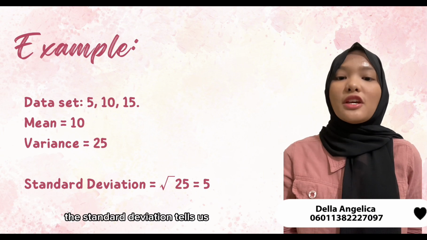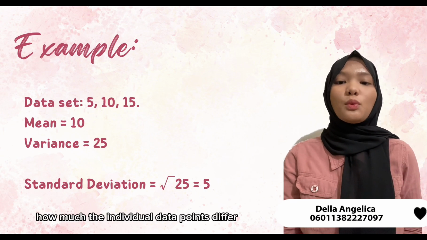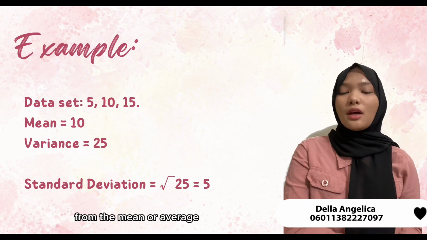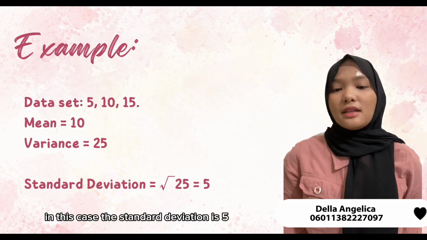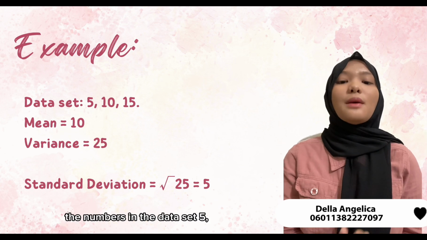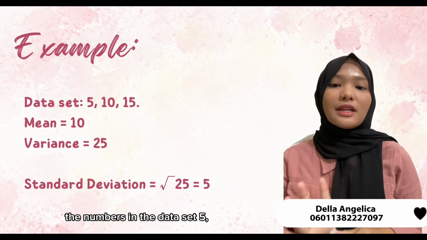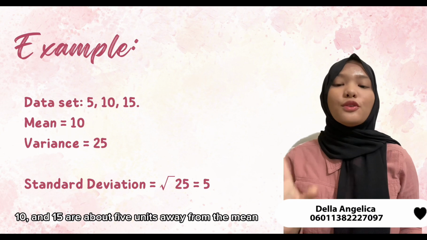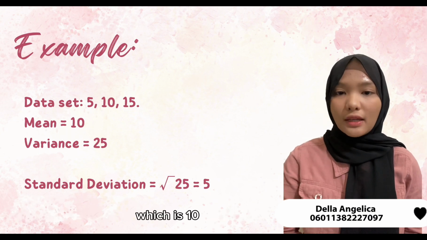The standard deviation tells us how much the individual data points differ from the mean on average. In this case, the standard deviation is 5. This means that, on average, the numbers in the dataset 5, 10 and 15 are about 5 units away from the mean, which is 10.